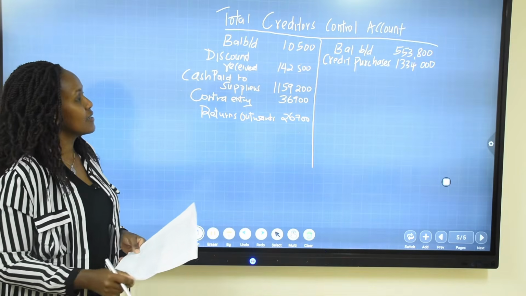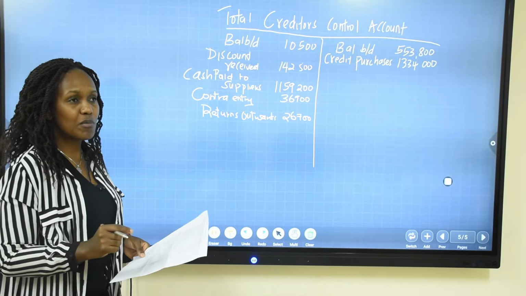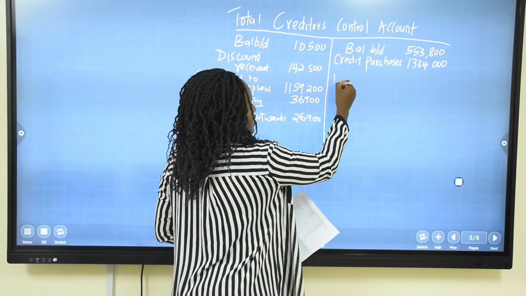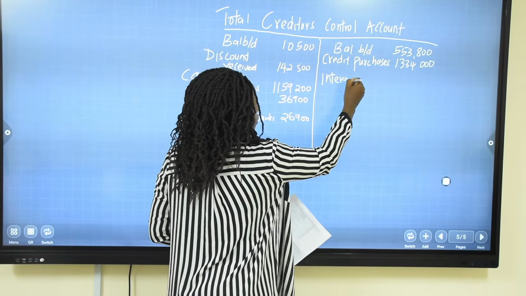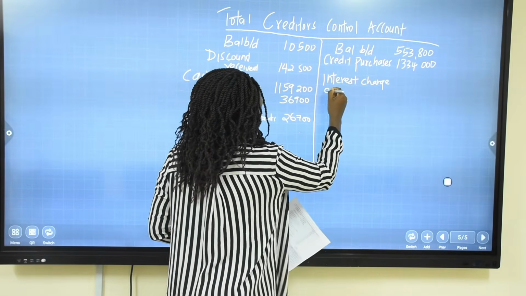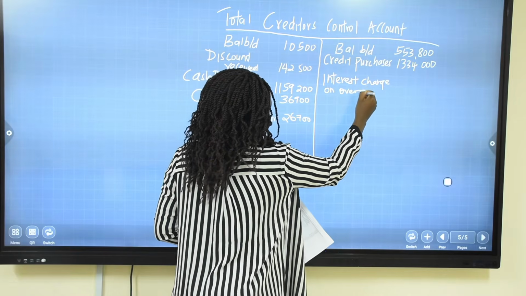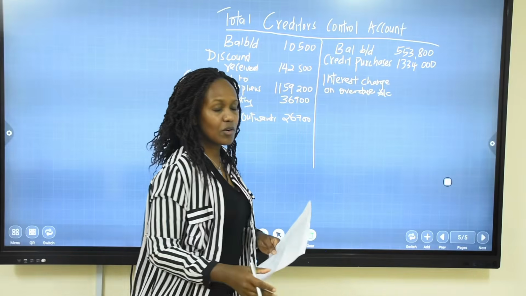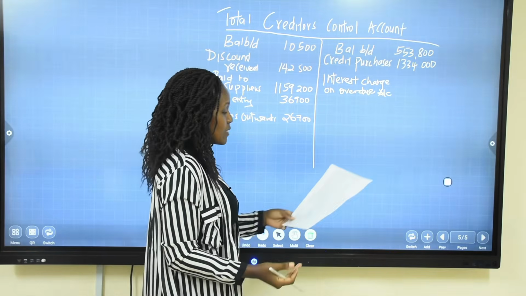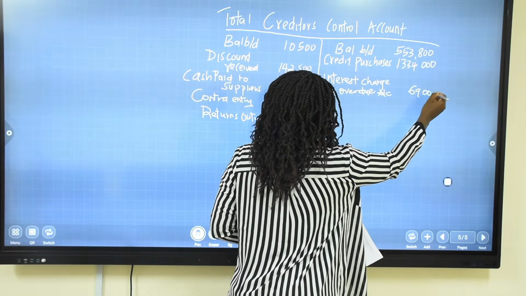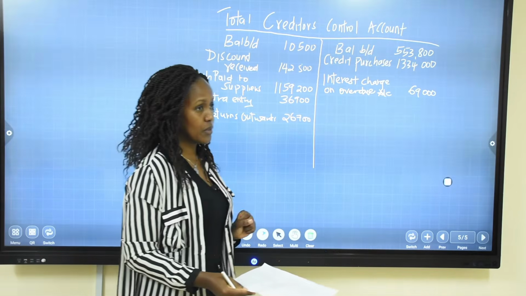And again, because of not meeting our obligation to the creditors on time, an interest has been charged. So there is an interest charge on overdue account. It is increasing the amount that is owing. The amount that is owing is increasing because we are being charged interest of 69,000 for all the overdue accounts.